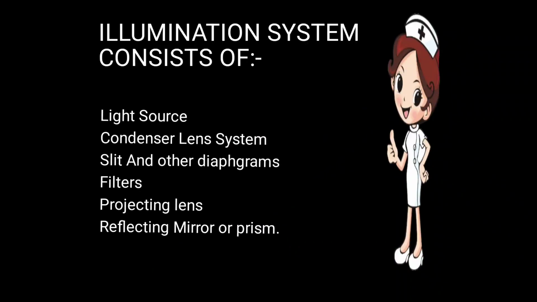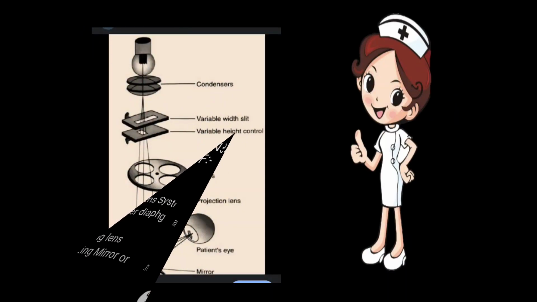Two prisms are there. Next one is the illumination system. Illumination system means lighting system, from where the light comes. Now the illumination system consists of light source, condenser lens system, slit and other diaphragms, filters, projecting lens, reflecting mirror or the prism. So let's see one by one.